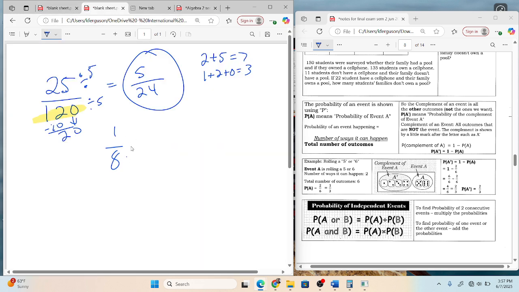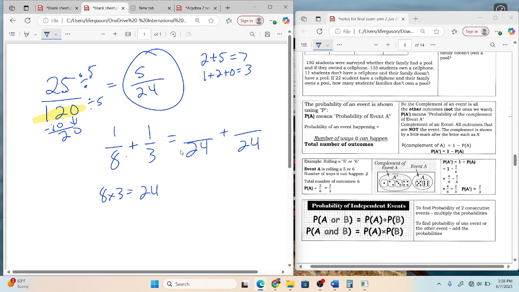1 over 8 plus 1 over 3. If I take 8 times 3, that's 24. Guess what? That is a number that 8 can go into and 3 can go into. So that's my common denominator.